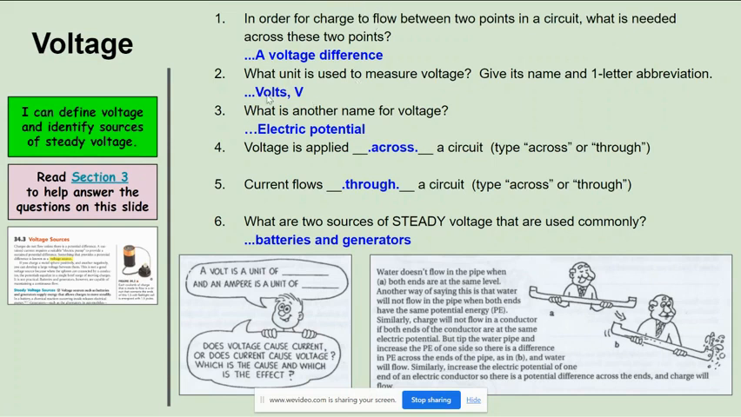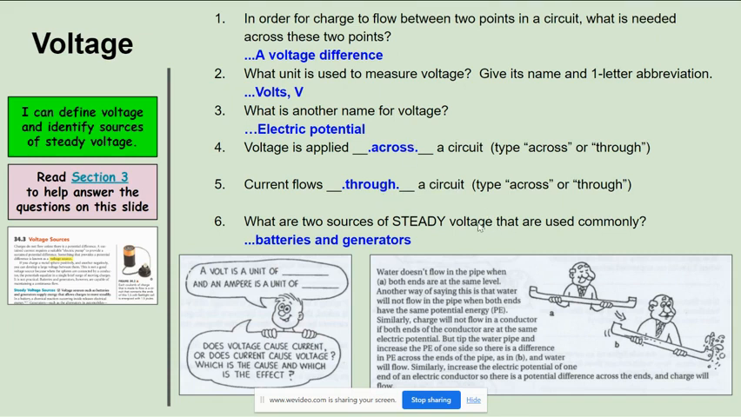The units are volts, right? The symbol is a V for volts. Like you might have a car battery that has 12 volts, or you could have an outlet in your house that has 110 volts. Another name for voltage is electric potential. We say that voltage is applied across a circuit, but current flows through a circuit. So those words are important, across and through.